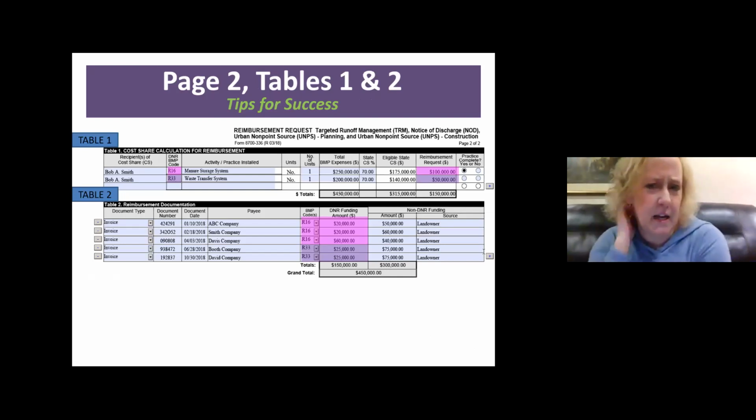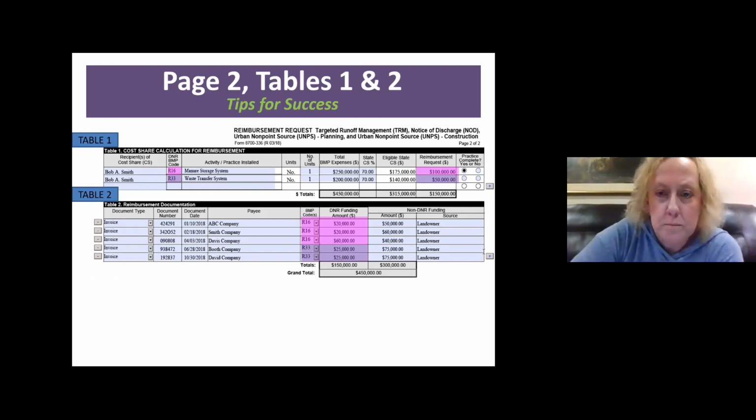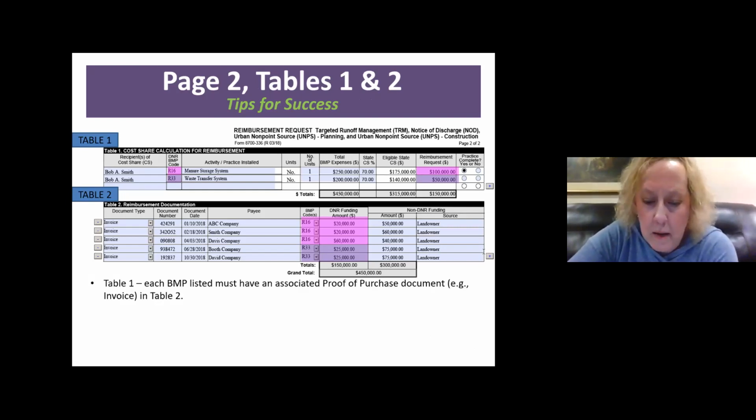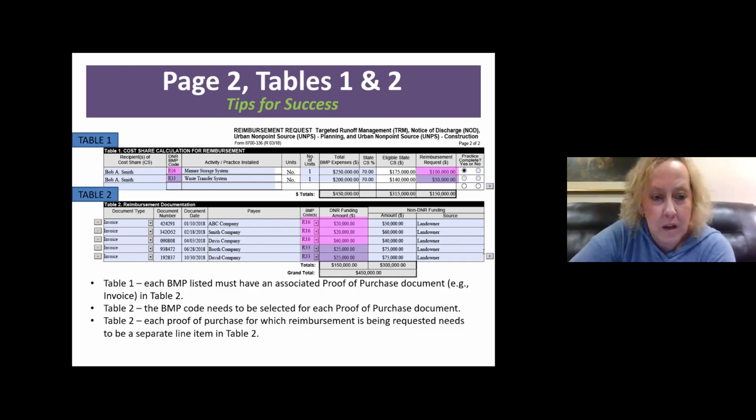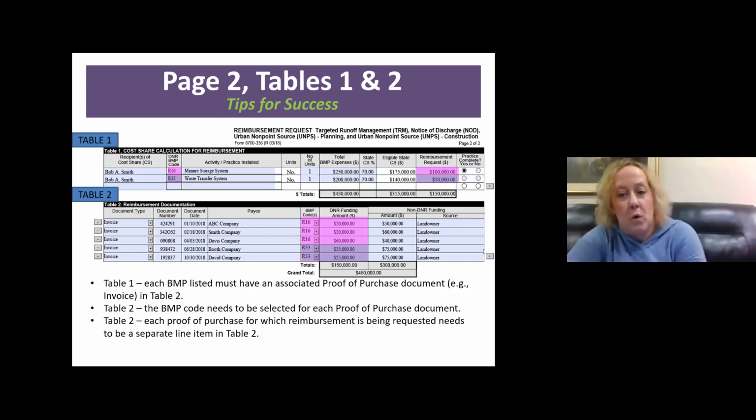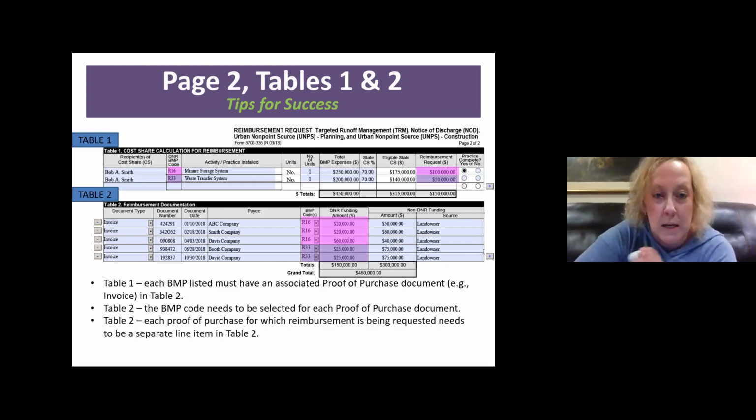So you can see in this example, you're seeing both table 1 and table 2 together as it looks like on the form. In table 1, each BMP listed must have associated invoices in table 2. In table 2, the BMP code needs to be selected for each proof of purchase document. And in table 2, each proof of purchase for which reimbursement is being requested needs to be a separate line item.